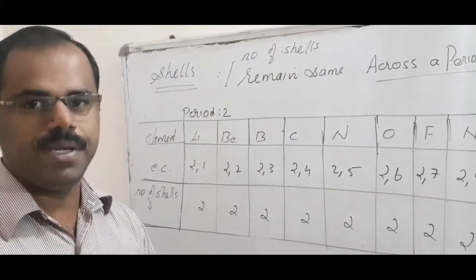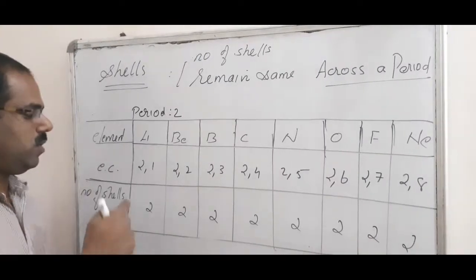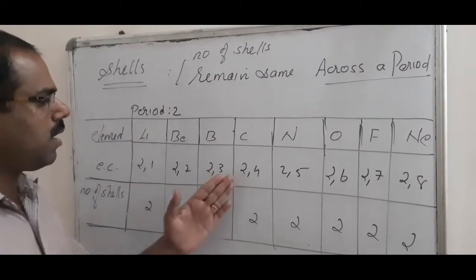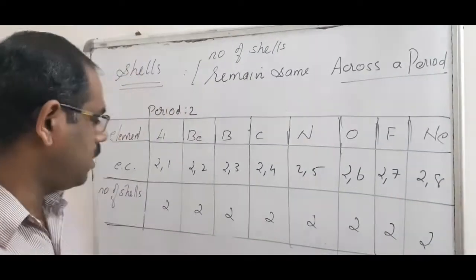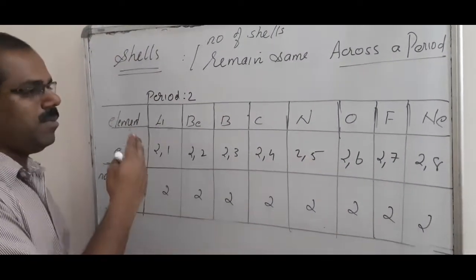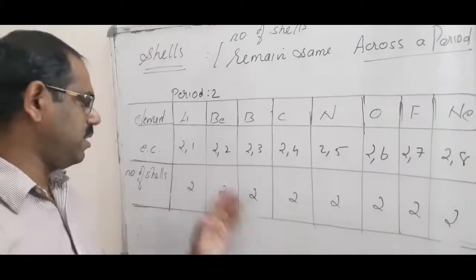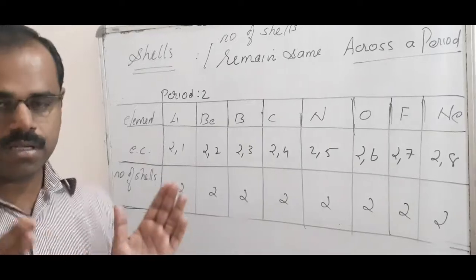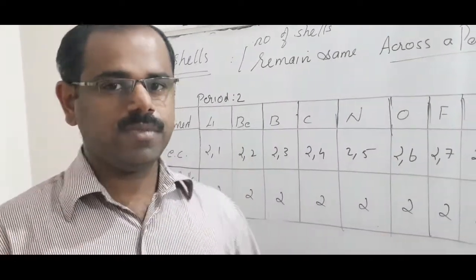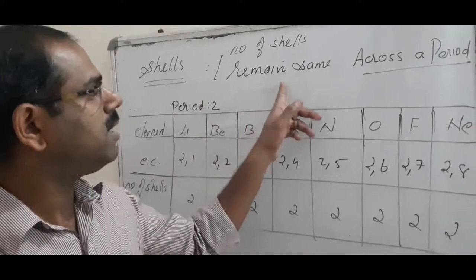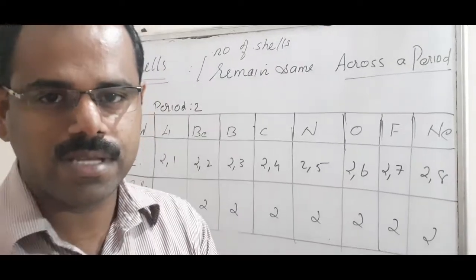Consider the elements of period 2. Here we have lithium to neon written. See the electronic configuration: 2-1, 2-2, 2-3, carbon 2-4, and finally neon 2-8. In all these cases, from lithium to neon, there are two shells, the K shell and the L shell. If we consider any period, the number of shells will remain the same. That means, across a period, the number of shells remains the same. There is no addition of shells across a period.